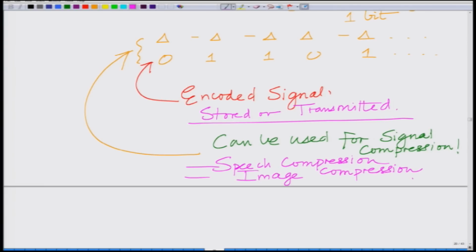Alright. And in the subsequent module we will look at how to reconstruct the original signal from this encoded bit stream. Alright. So, we will stop here.